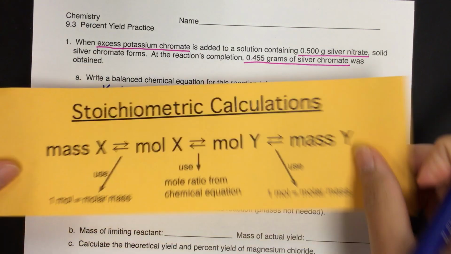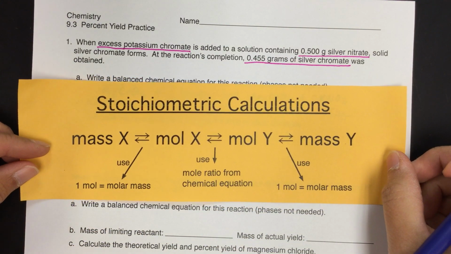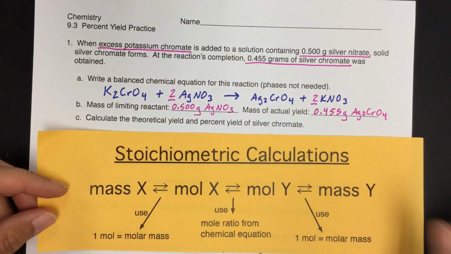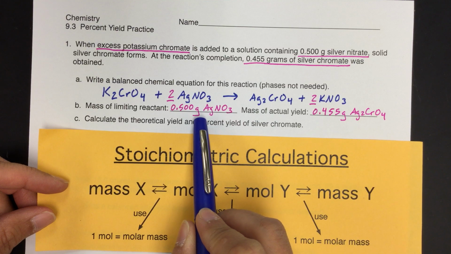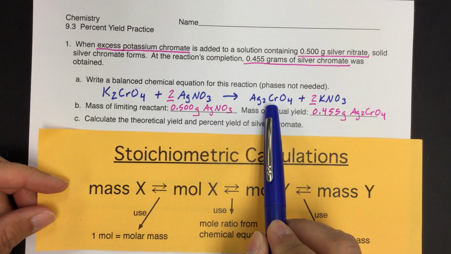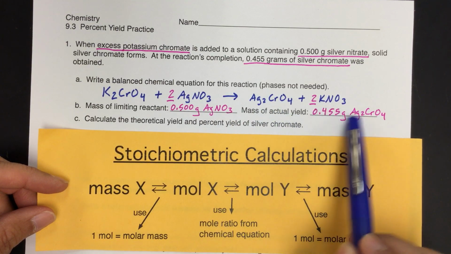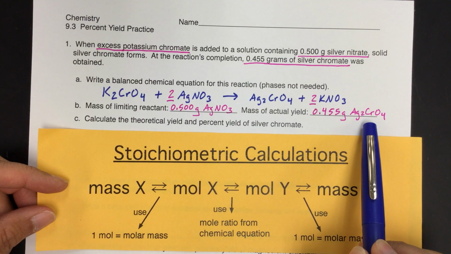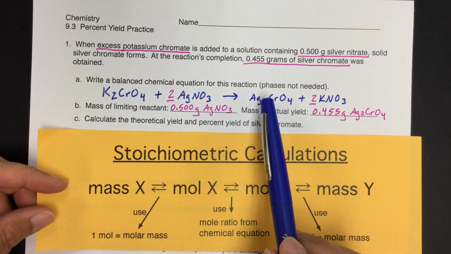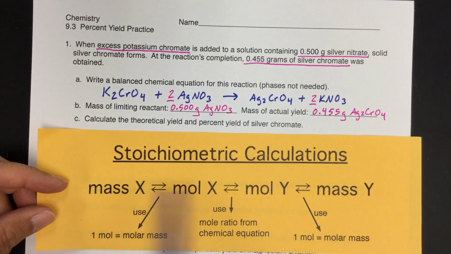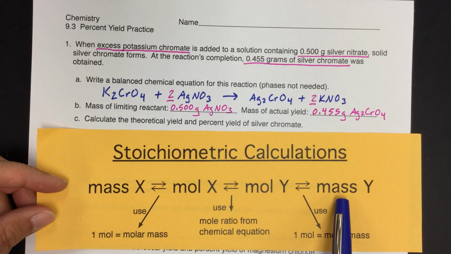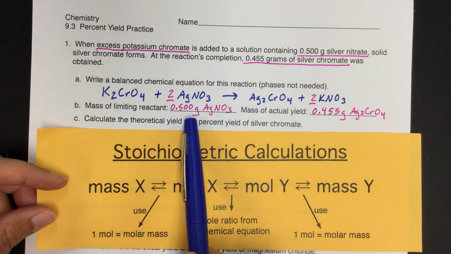So to do this, we will need to do our stoichiometric calculation, and this is going to be mass of silver nitrate, and we want to convert it to mass of silver chromate, because that's what we have. The mass of the actual yield is silver chromate. So we want to compare the theoretical yield of this to the actual yield of this. So this is a mass-to-mass problem. So we're going to start out with this number here.